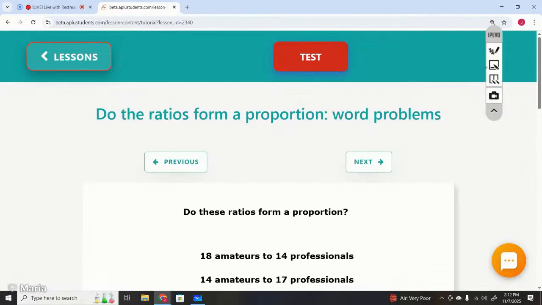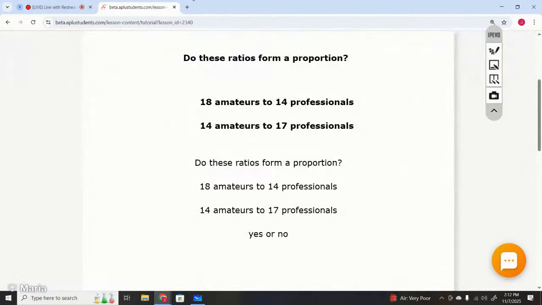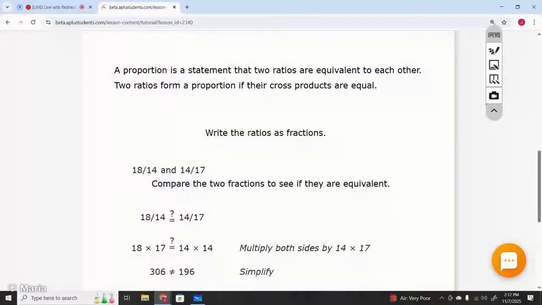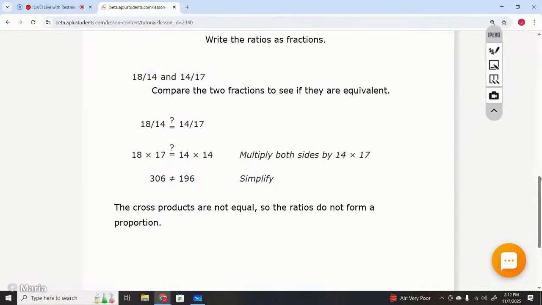Do the ratios form a proportion? 18 amateurs to 14 professionals and 14 amateurs to 17 professionals are equivalent to each other. Two ratios form a proportion if their cross products are equal. So basically, we are going to find their cross product, right? The fractions are 18 over 14 and 14 over 17. Just do cross multiplication. Cross multiplication means the numerator of one fraction times the denominator of the other fraction.